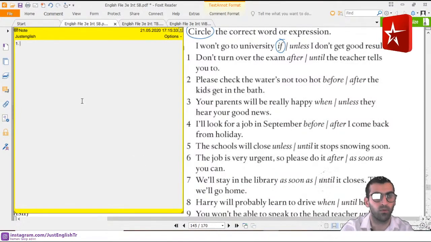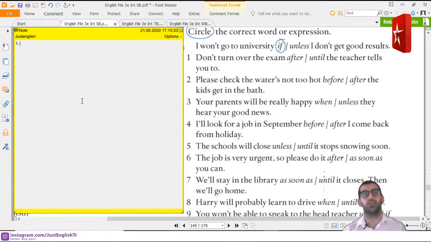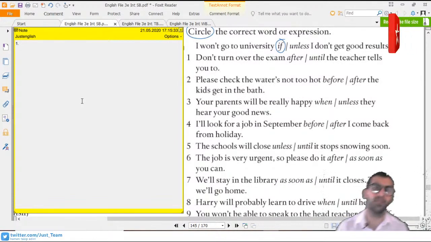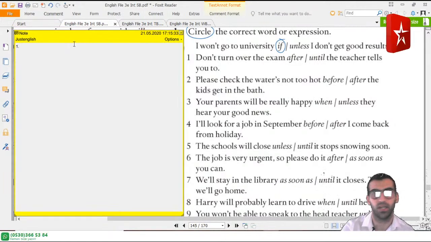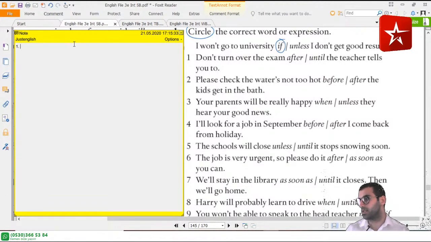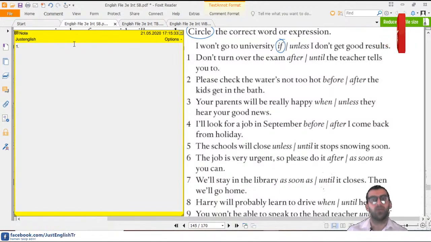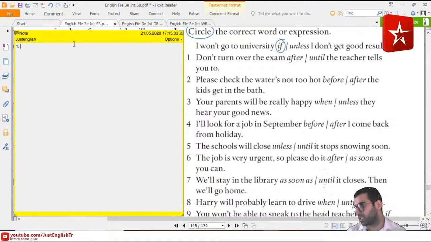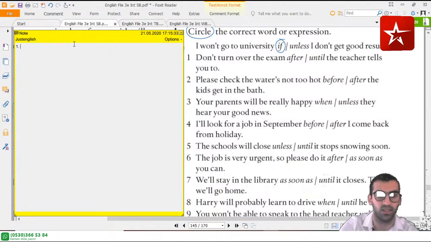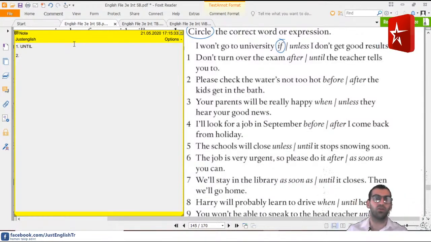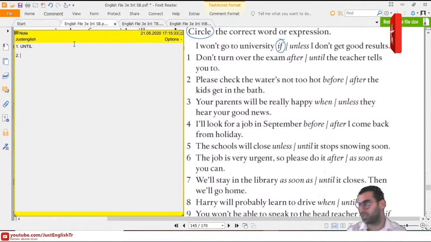Okay, for number one, which one is correct? Don't turn over the exam after or until. Like the future time clauses that we have to use for first conditional sentences. Arif, Pelin, Minever, Alp, and Lisa say until. Until is a correct answer. Fantastic. Yes, don't turn over the exam until the teacher tells you to.